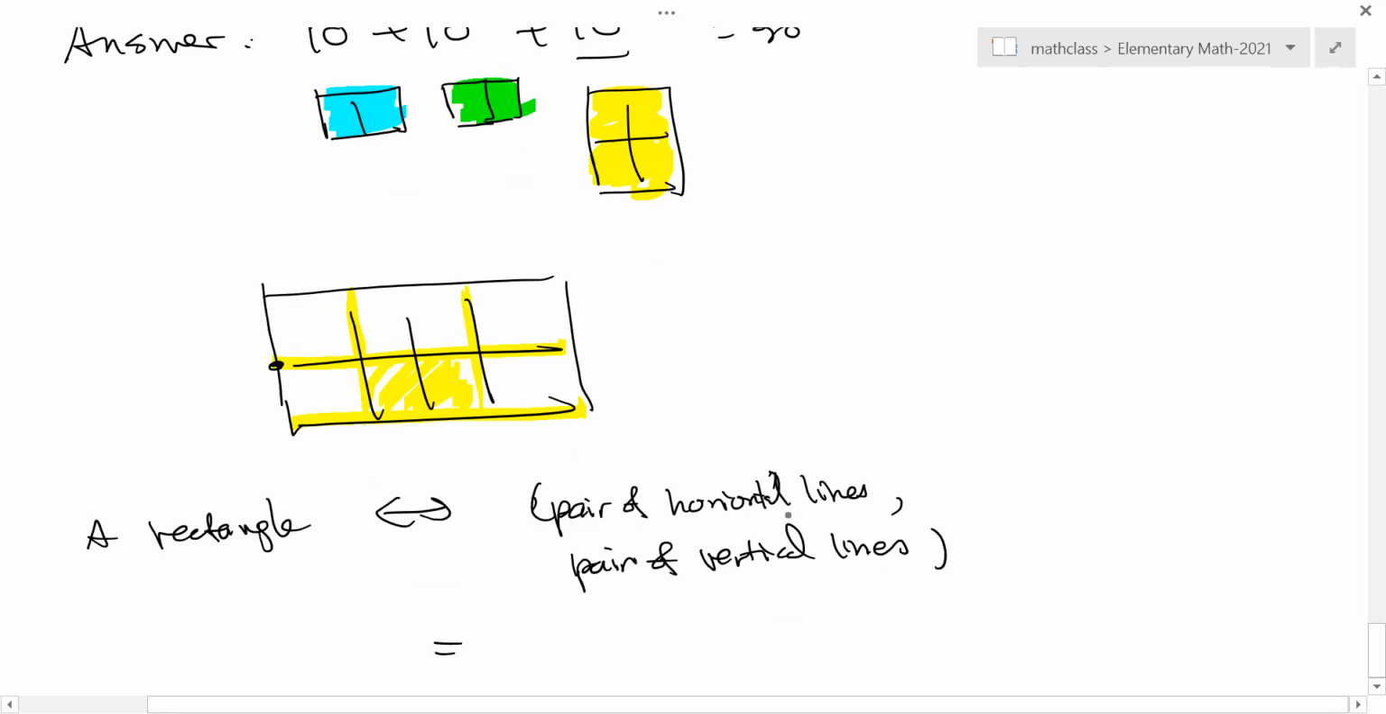The number of pairs of horizontal lines will be 3 here. A pair of vertical lines depends on the number of points on the horizontal line: 1, 2, 3, 4, 5. So that's going to be 10. So the answer is 30. Do we get the same answer? Yes, but a different approach.